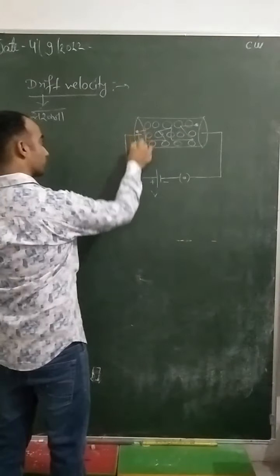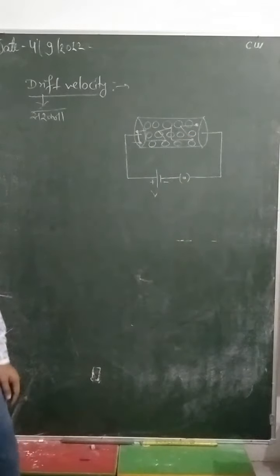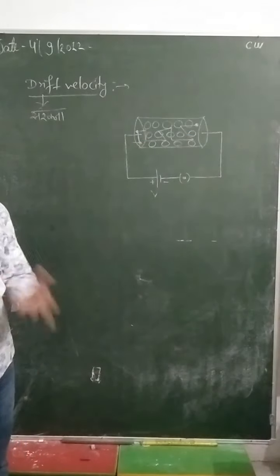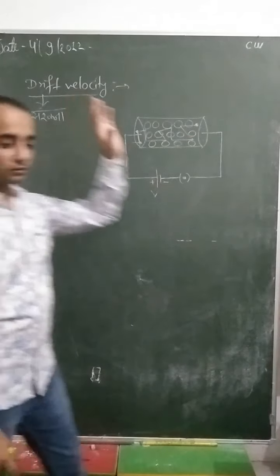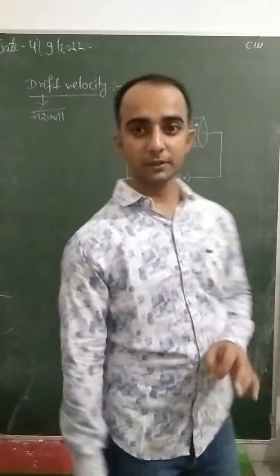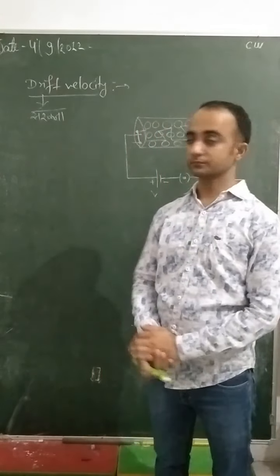So there is a drift in this. And what is this drift, and how can you calculate this drift, you have to show it. So the meaning of drift velocity is clear to everyone, you understood what drift velocity is. Now what is the expression for drift velocity?